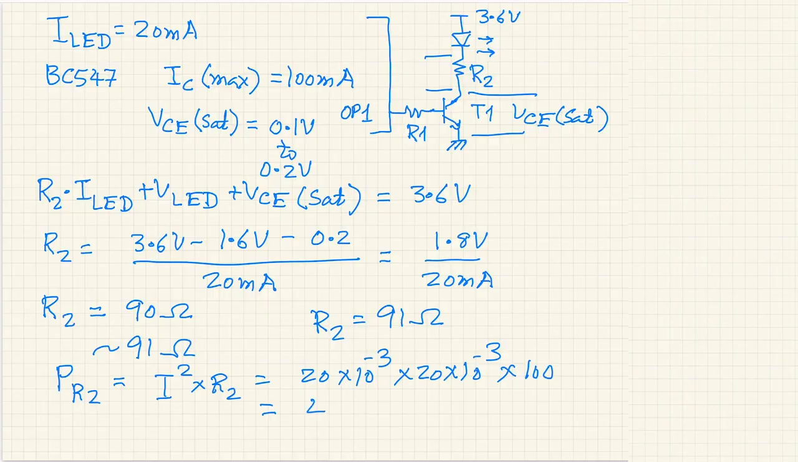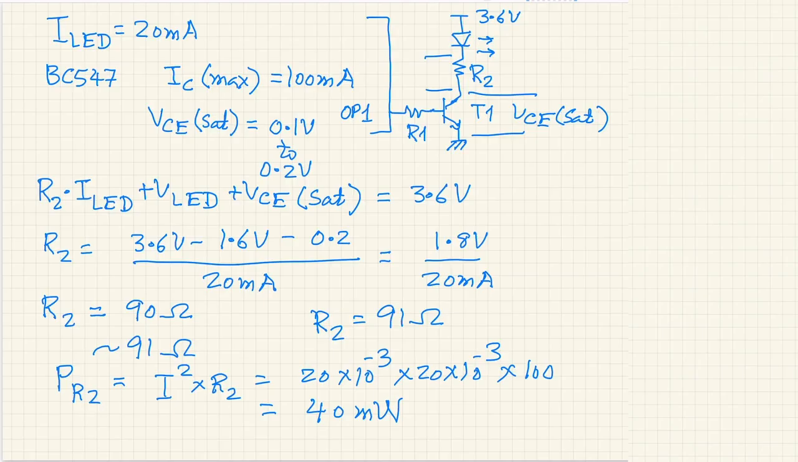And so this gives me a value of 40 milliwatts. If you go through this calculation, this is what you would get, 40 milliwatts of power. And a typical 5% quarter watt resistor means 250 milliwatts. That would be quite suitable to be used in this configuration.